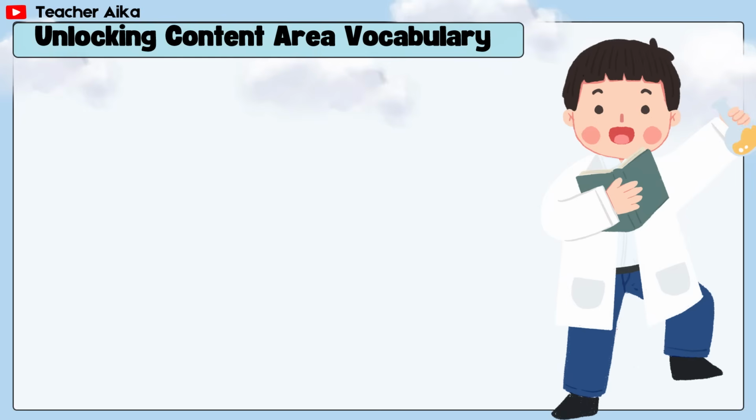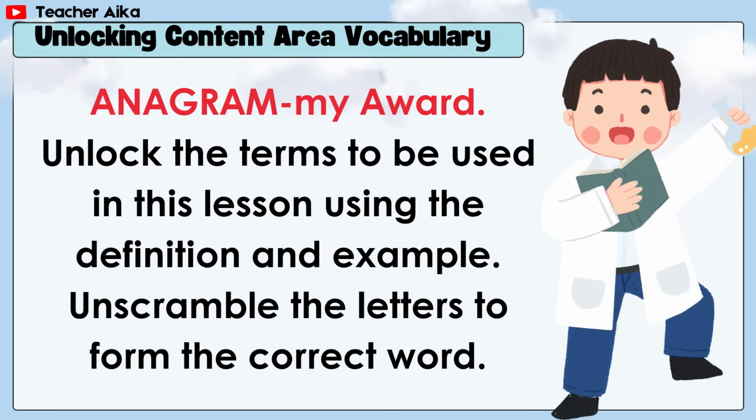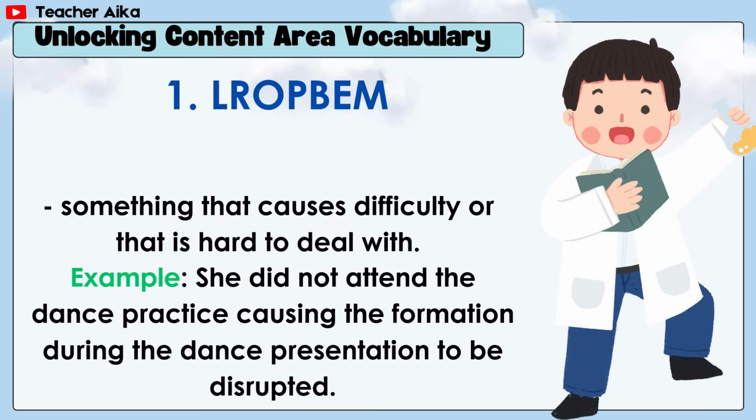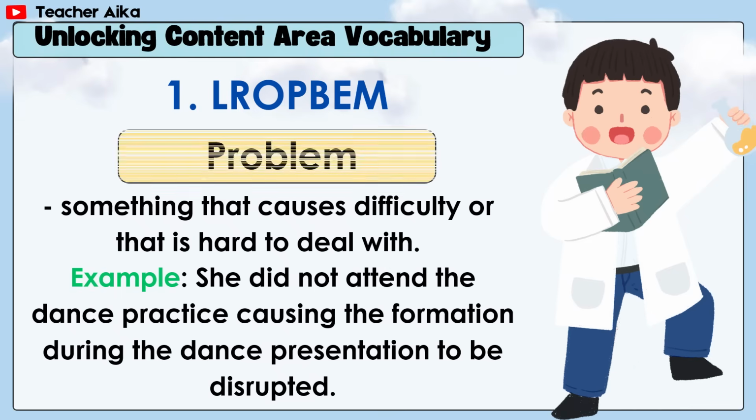Unlocking content area vocabulary. Anagram. Unlock the terms to be used in this lesson using the definition and example. Unscramble the letters to form the correct word. Number 1. Something that causes difficulty or that is hard to deal with. Example, she did not attend the dance practice, causing the formation during the dance presentation to be disrupted. Answer: problem.